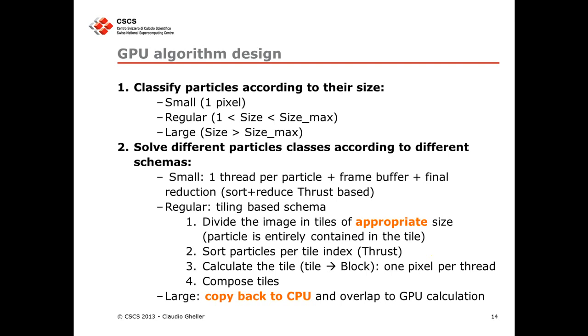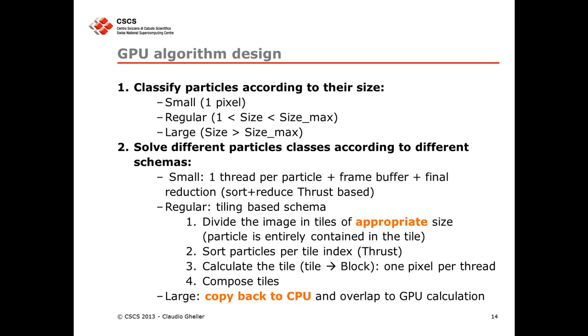The idea is to classify particles according to their size, this radius, which is the real tricky point. So we have small particles that lie inside a pixel, regular particles between one pixel and a certain maximum size, and large particles. The small particles are integrated very efficiently. They just contribute to one pixel, so you can imagine that they can be solved quite easily.